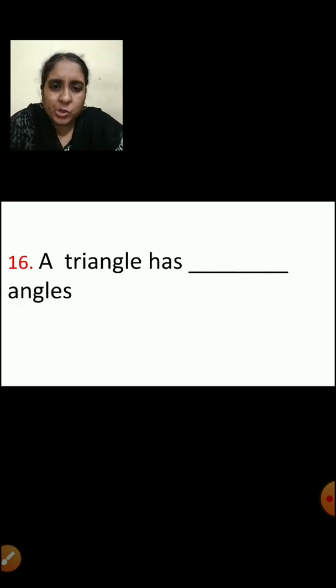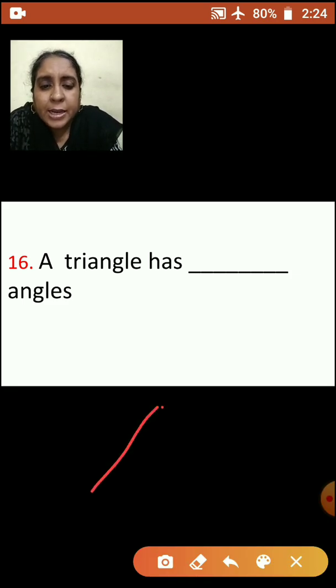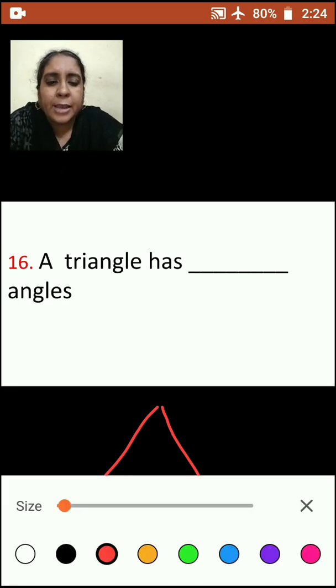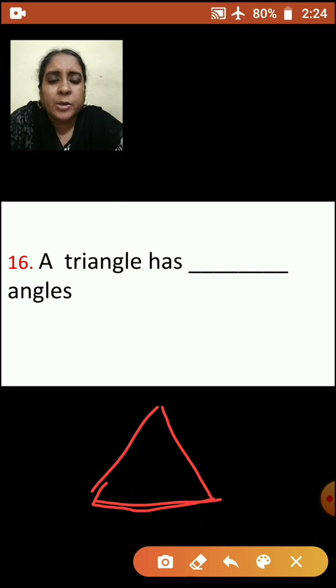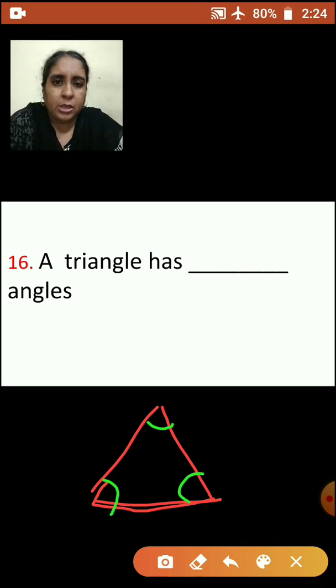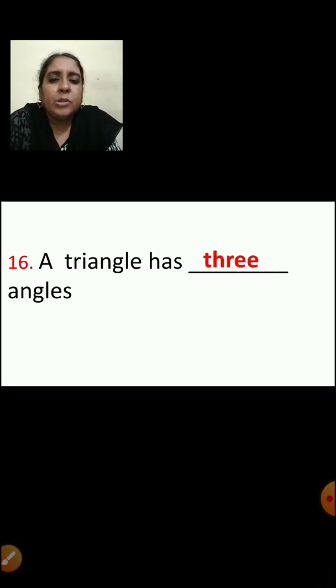Now, next question. A triangle has dash angles. Now here, if you see, I had drawn a triangle, right? How many angles can you see in this triangle, children? Yes, see here. 1, 2, 3. How many angles are there in this triangle? 3. So what is your answer? A triangle has 3 angles. Yes, very good.